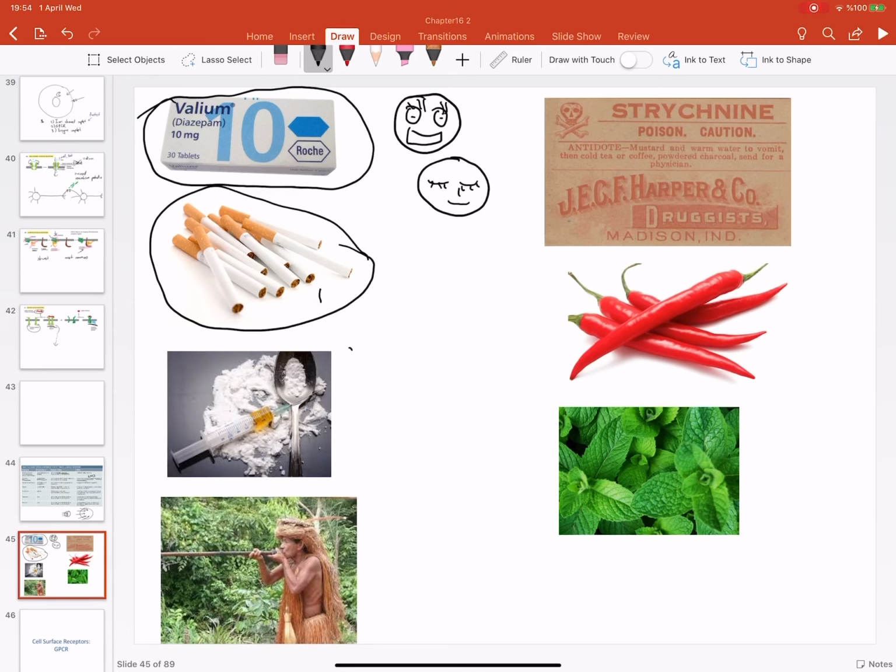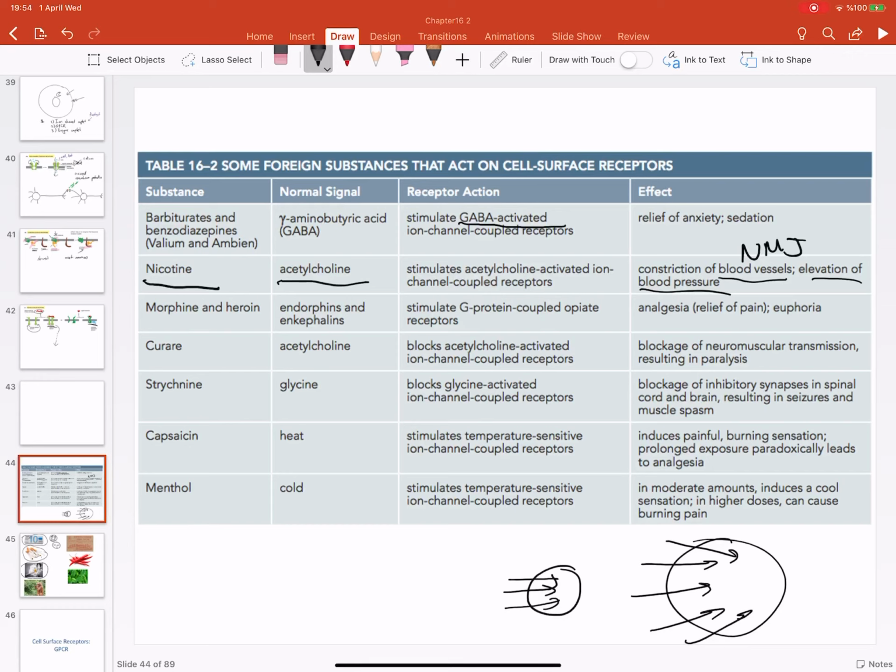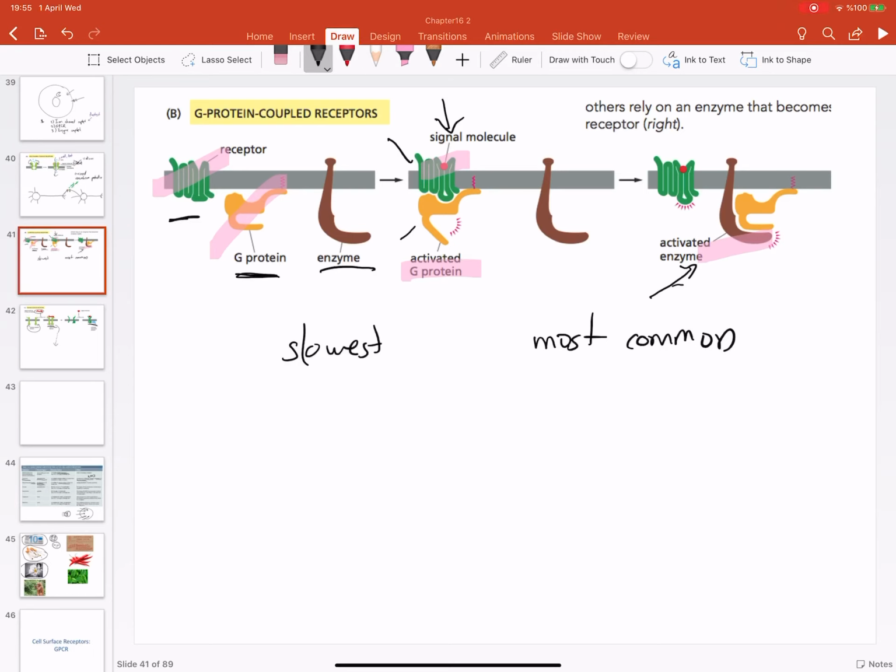Third, heroin. I really hope that nobody smokes, and I really hope that nobody uses heroin in our class, because it's too dangerous. You cannot quit it. Morphine and heroin mimic endorphins and enkephalins, and they act on GPCRs, G protein coupled receptors, like this. In this case, the signal molecule is heroin instead of endorphin, and it activates the G protein coupled receptor, which is an opioid receptor.